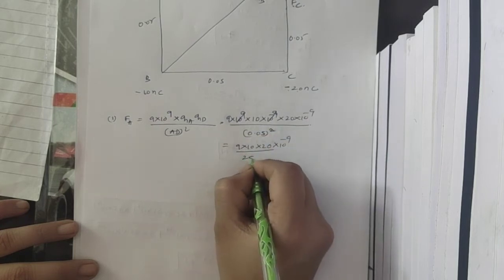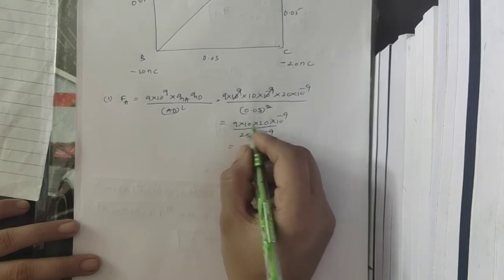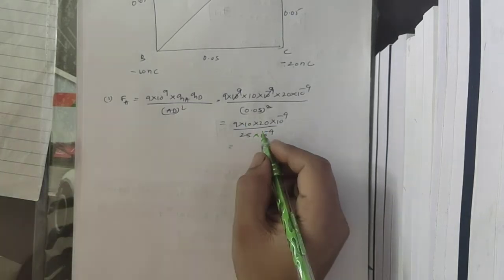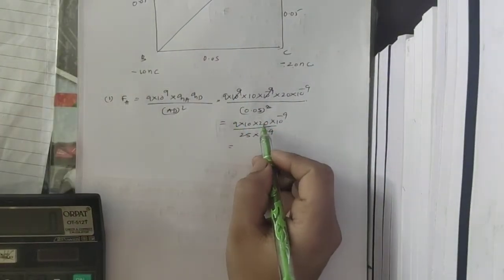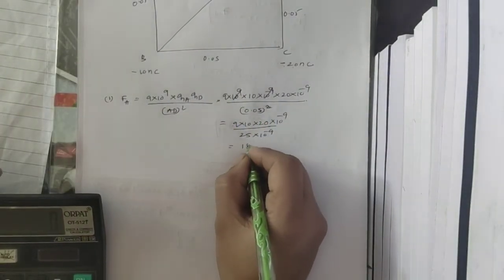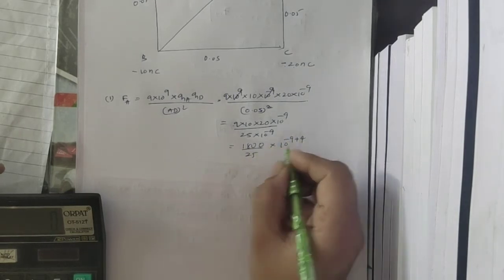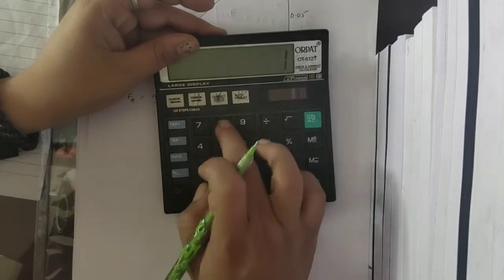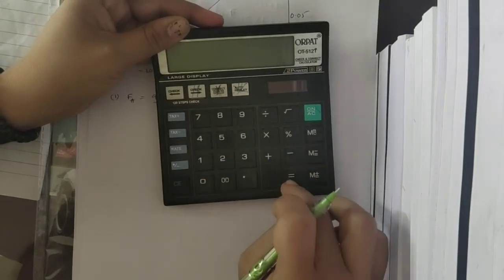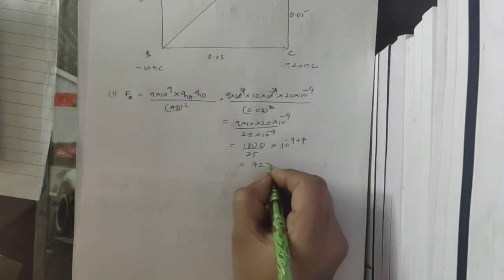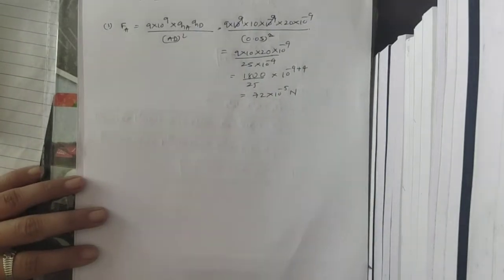0.05 square is 25 into 10 to the power minus 4. So do the calculation, you can do it orally also. 9 into 20 is 180, 1800 divided by 25, 10 to the power minus 9 plus 4, it is 72. Okay, this is FA.